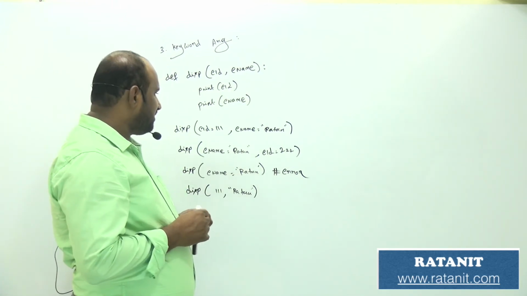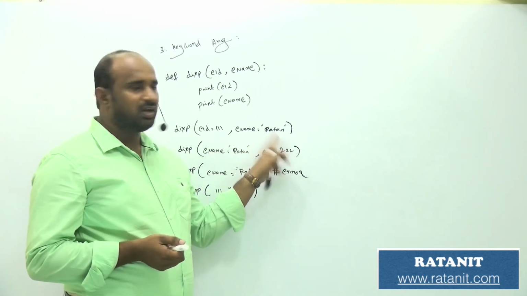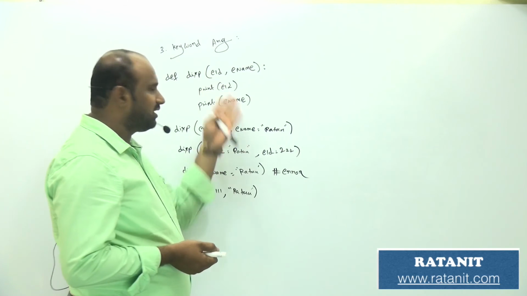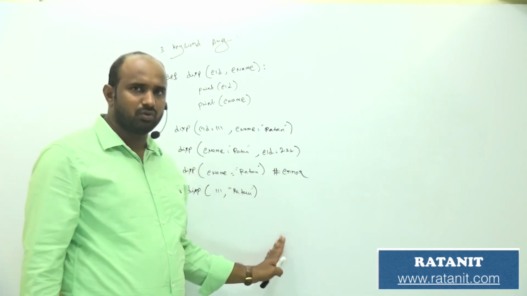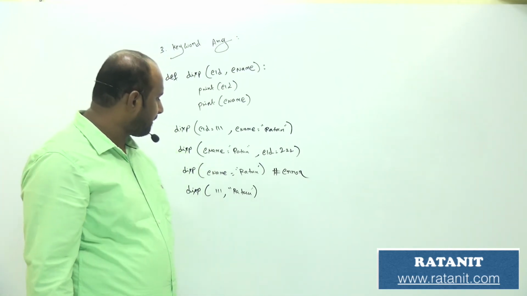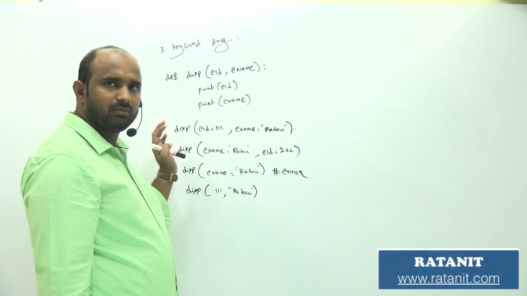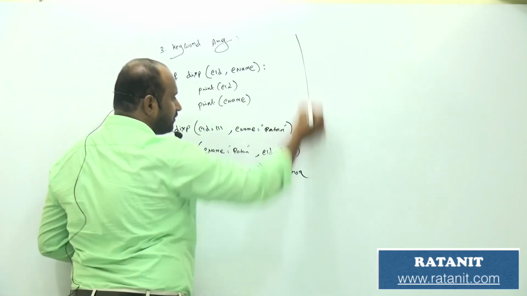Okay, keyword argument means we have to use the keyword: eid equal 111, ename equal Ratan. Hey, no, Ratan sir, I want to pass 111, Ratan directly. That is called which argument? Required argument, right? We can pass, no problem. Clear? That is called your keyword argument functions. Good.